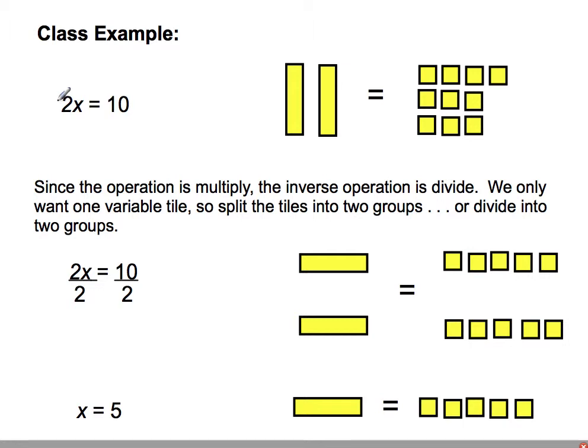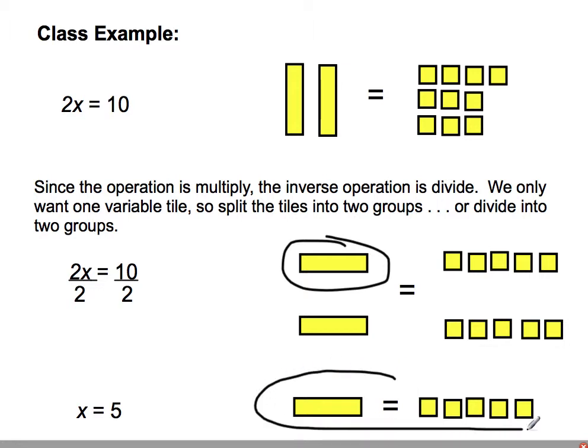Another class example, here's a one-step equation. 2x is equal to 10. If I represent it pictorially using algebra tiles, I have 2 variable tiles is equal to 10. Since the operation is multiplication, the inverse operation is division. So really what you're doing is, once again, you want to only get 1 variable tile by itself, but I have 2, so let's split the 10 into 2 groups. So if 2 variable tiles is equal to 10, then 1 variable tile is equal to 5.